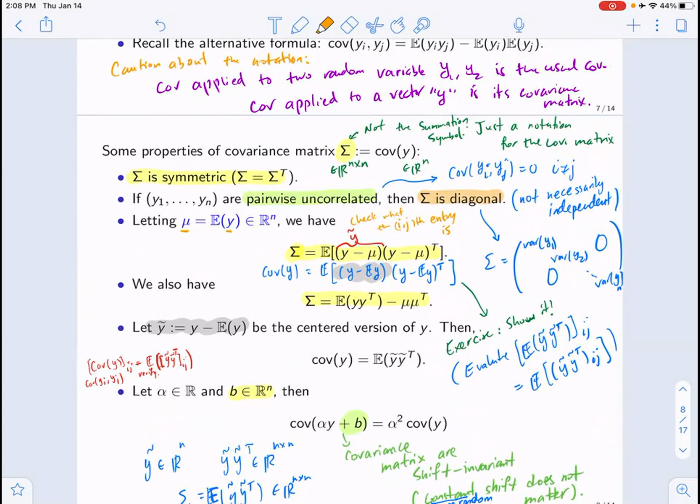Any questions, comments about these ideas? Is it clear to everyone? This is all good?